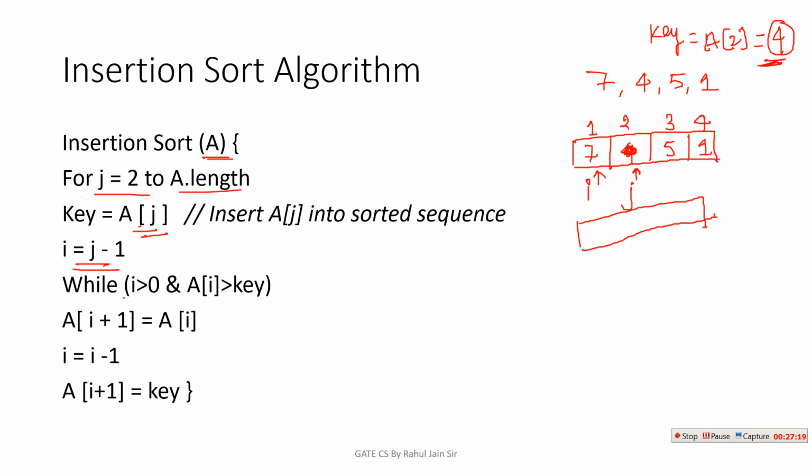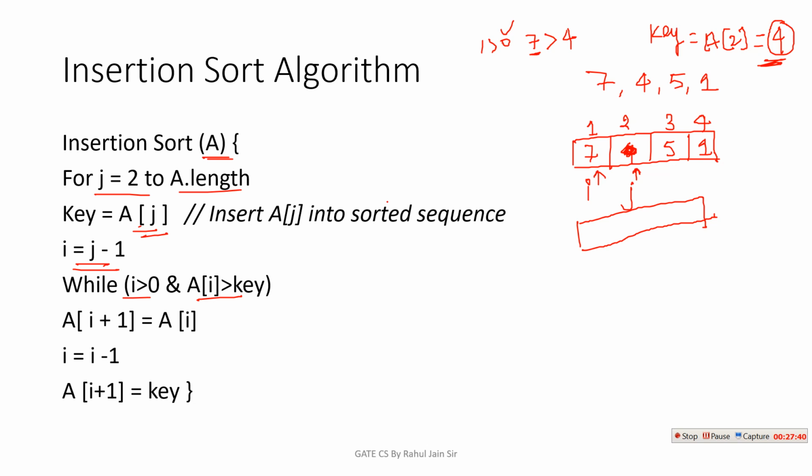Now, while i is greater than 0 and A of i is greater than key. Is i greater than 0? What is the value of i? 1, which is greater than 0. Yes. So A of i, what is A of i? A of i is 7. Is it greater than key? Key is 4. Yes, it is greater than key.